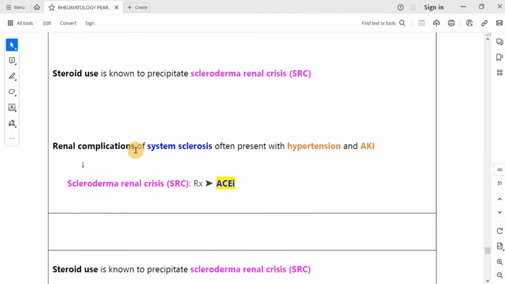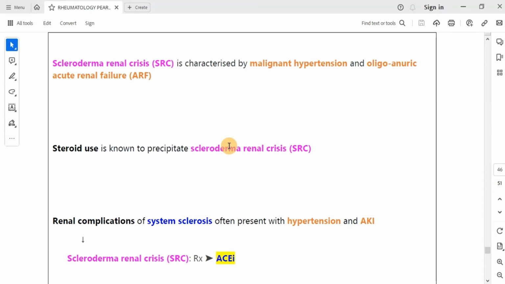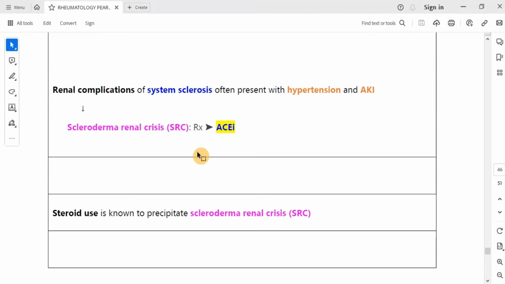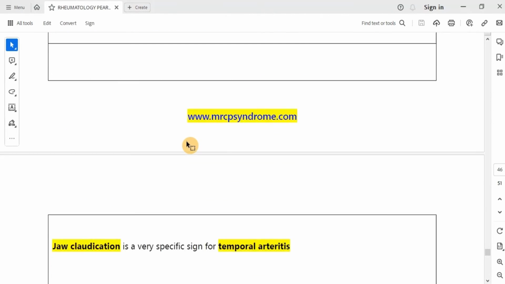A renal complication of systemic sclerosis often presents with hypertension and AKI. So the precipitating factor is high dose steroid, presentation is hypertension and AKI, and treat the patient with an ACE inhibitor. Usually in case of AKI, we avoid the ACE inhibitor, but in case of SRC, it should be treated with the ACE inhibitor.